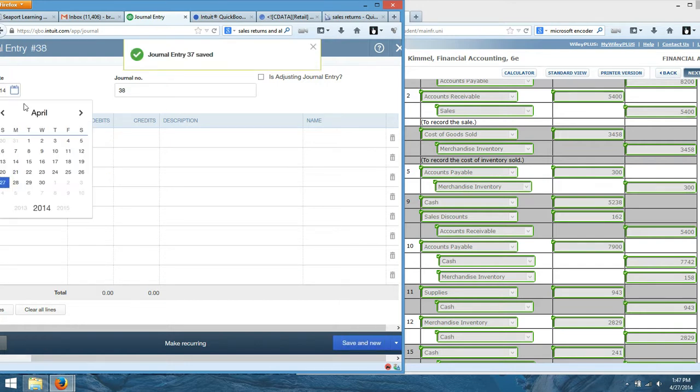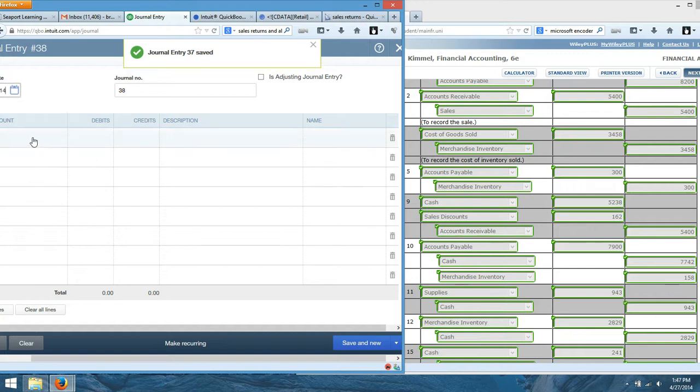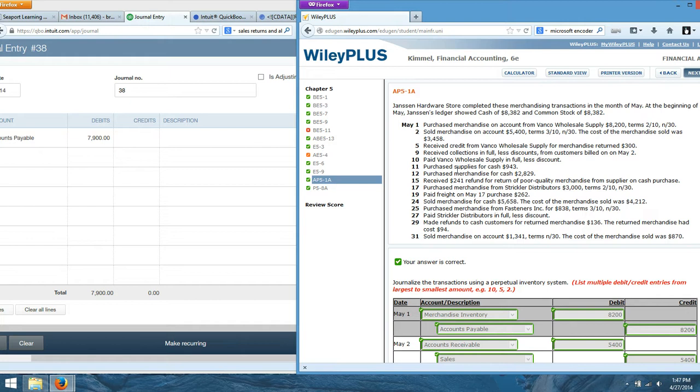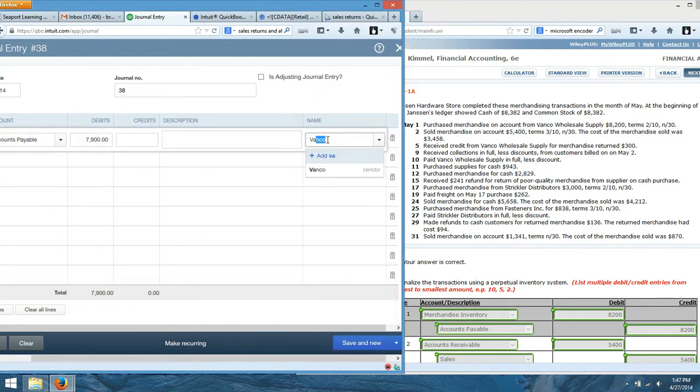Now over here for May 10th, we are making our own payment work on a Saturday. Accounts payable in the amount of $7,900. And since it's an accounts payable, let's find out who we paid. And we paid Vanco. Less the discount.